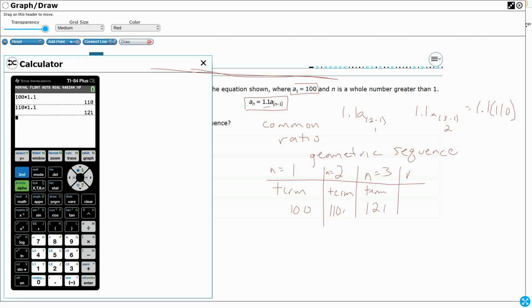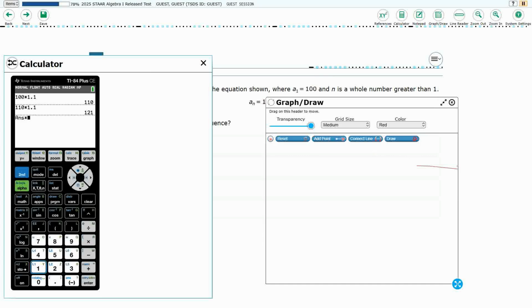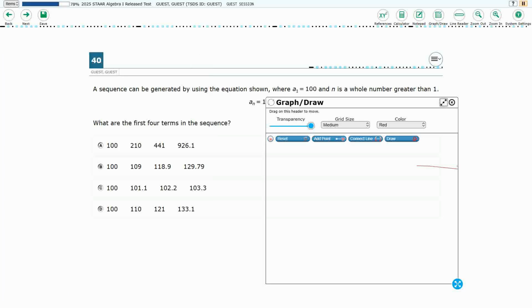And then all we need is the fourth term, right? If we put it back in the sequence right here, you see a sub 4. I'll go ahead and write the whole thing out just in case you see what's going on. 1.1 times a sub 4 minus 1. What's a sub 4 minus 1? That's a sub 3. What is a sub 3? 121. So a sub 4 is really just going to be 1.1 times 121. Let's just multiply that by 1.1. 133.1, and that should be enough.